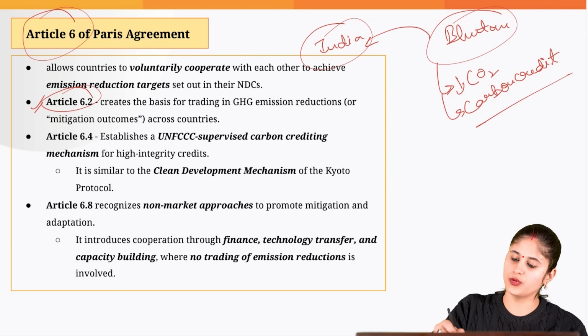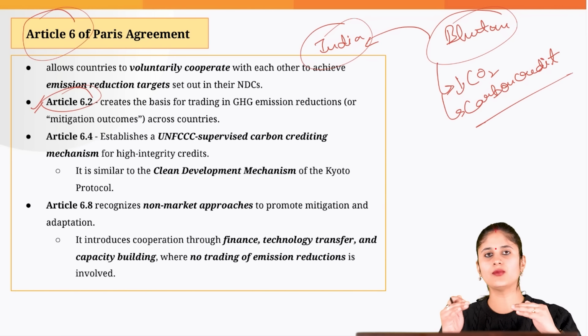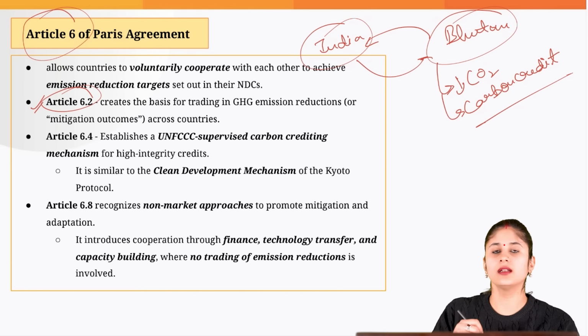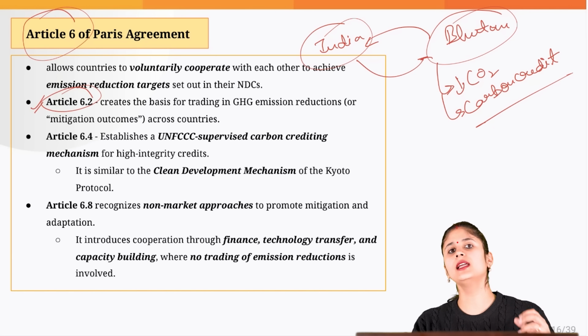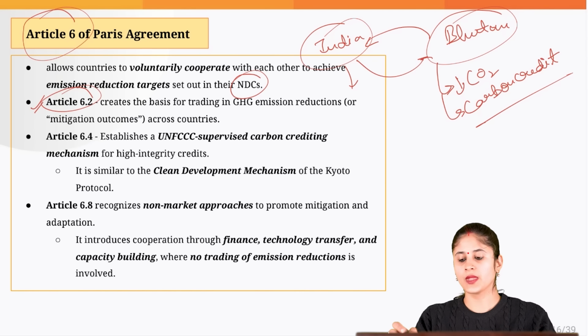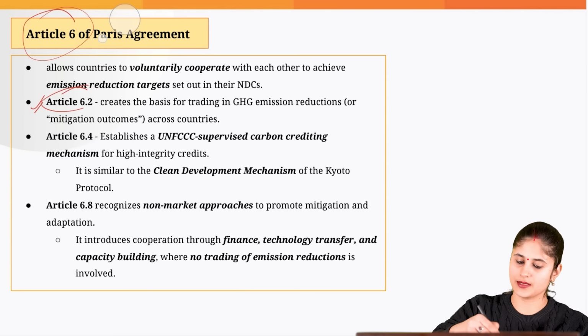So it is earning carbon credits, and let's suppose India is not able to reduce its CO2 emissions. So it would tell Bhutan, you sell me these carbon credits. How the selling would happen is based on the agreement between India and Bhutan, and in return Bhutan would be getting money, and this would help India to meet its NDCs.